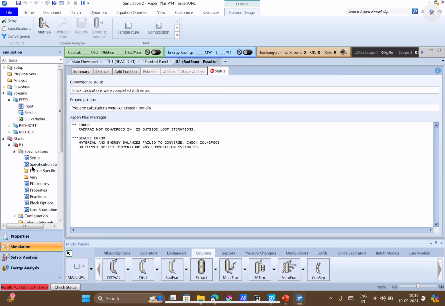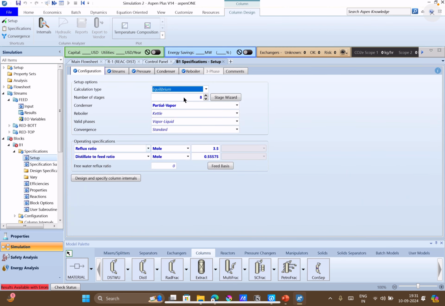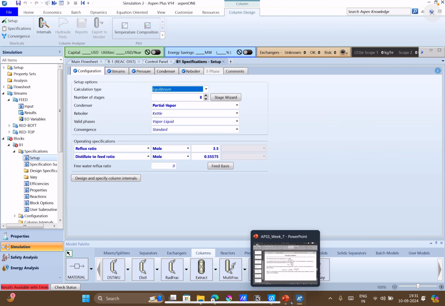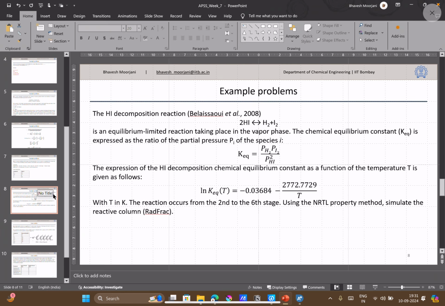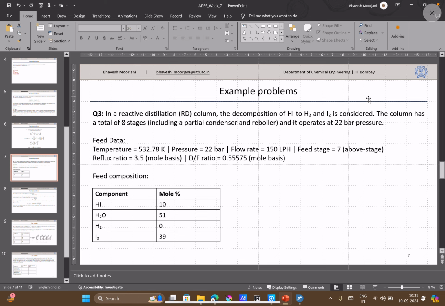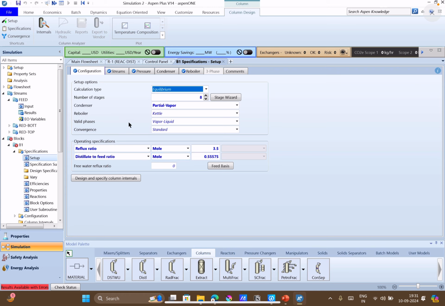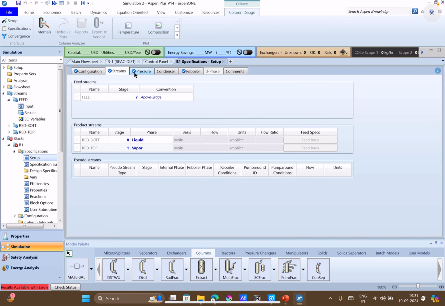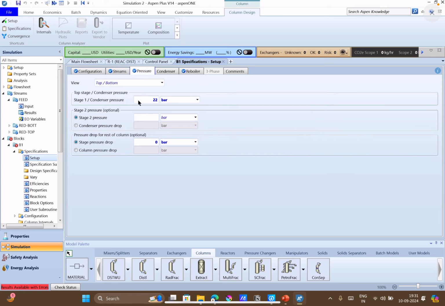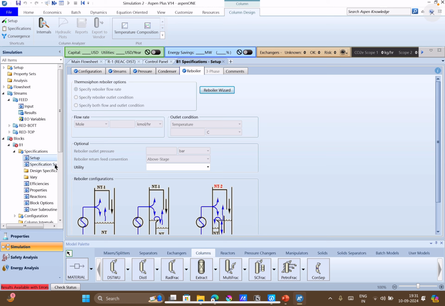Let's go and check all the input parameters that we had provided. So number of stages are 8. That is correct. With a partial condenser and a reboiler operating at 22 bar pressure. So feed is entering at stage number 7. 22 bar pressure is there. Pressure drop is 0. Reboiler data is also correct.